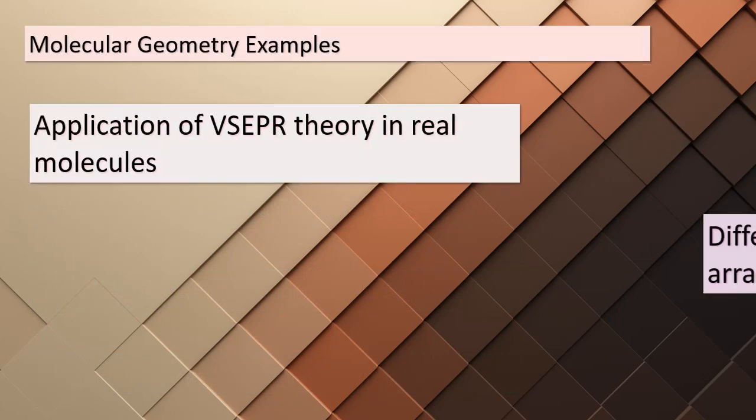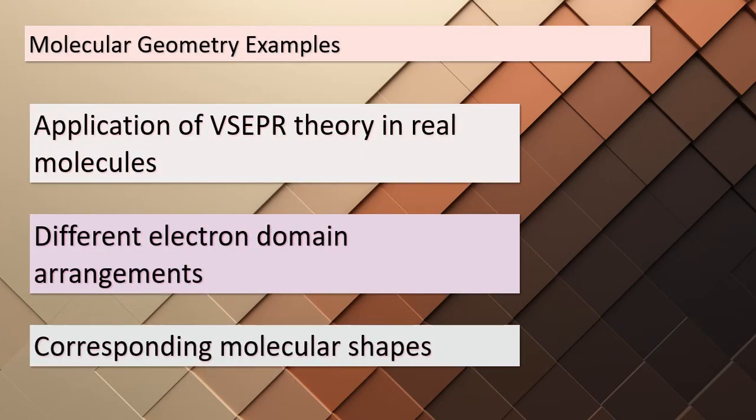Hello again, inquisitive minds. Now that we have a solid understanding of the VSEPR theory, let's put it into action. We'll explore real-world examples where we apply the theory to determine molecular geometry. Imagine you're planning a picnic, and you need to arrange the picnic baskets in a way that maximizes space and minimizes bumping into each other. Similarly, we'll apply the VSEPR theory to figure out how electron domains arrange themselves in various molecules. As a result, we can predict the shape of the molecules.